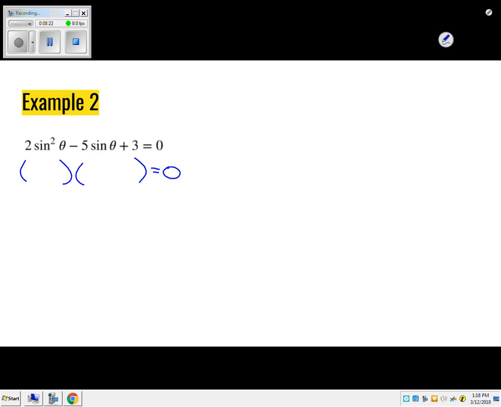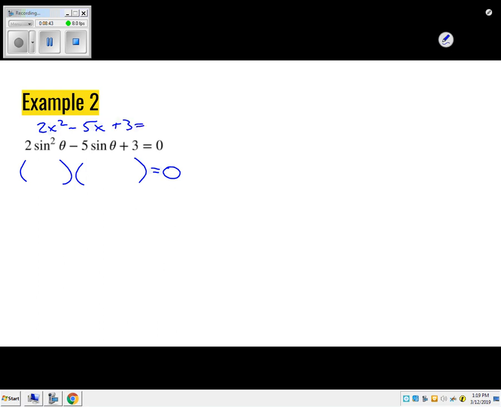Take out a sign. This 3 doesn't have a sign to give. It will be 2 minus.